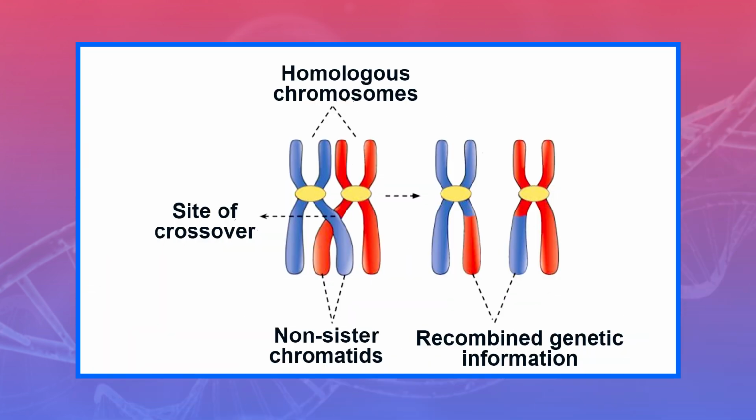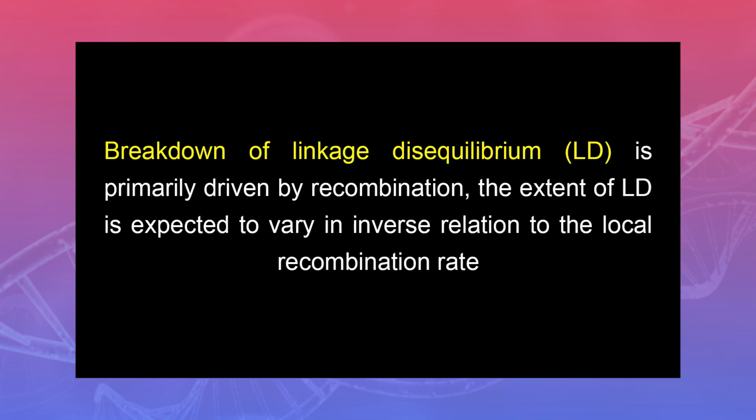Another one is variable recombination rates. Recombination rates are known to vary by more than an order of magnitude across the genome. Because breakdown of linkage disequilibrium is primarily driven by recombination, the extent of linkage disequilibrium is expected to vary in inverse relation to the local recombination rate.